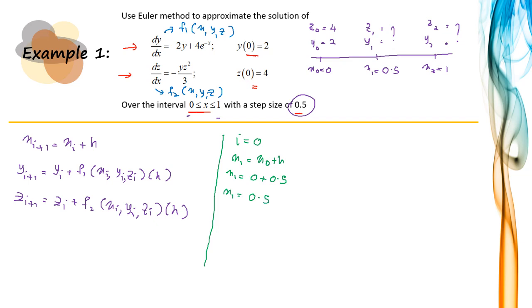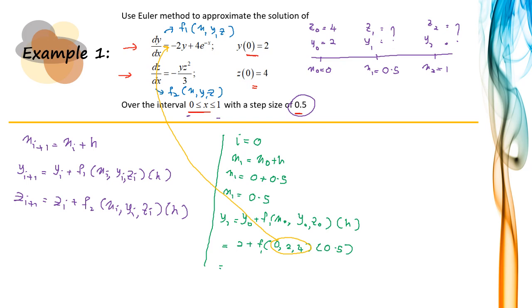Then for y, when i equal to 0, I will have y1 equal to y0 plus f1(x0, y0, z0) multiplied with h. So I substitute y0 equal to 2 plus f1 with x0 equal to 0, y0 equal to 2, z0 equal to 4, and h equal to 0.5. So now we are going to substitute these values 0, 2, and 4 into our f1. So which one is our f1? This is our f1. You just substitute, multiply with 0.5 and add 2. So we will get our y1.